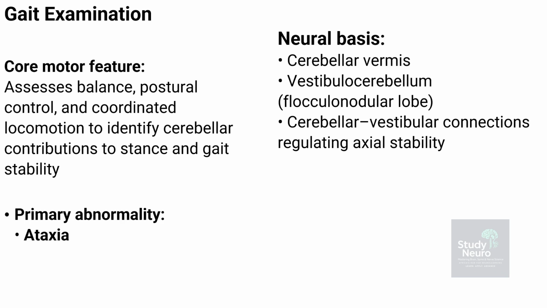The gait examination is a crucial part of assessing cerebellar function, as it reflects how the cerebellum contributes to balance, posture, and coordinated locomotion. By carefully observing a patient's stance and walking, we can identify subtle deficits in axial and limb coordination. The primary abnormality we look for is ataxia, which arises from dysfunction in the cerebellar vermis, the flocculonodular lobe, or their vestibular connections responsible for stabilizing the trunk and maintaining postural control.